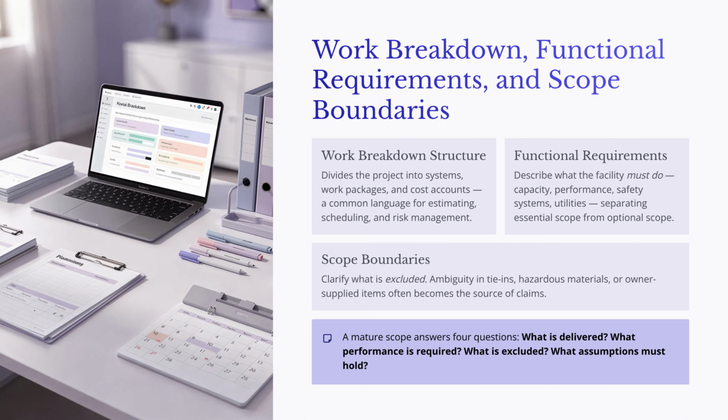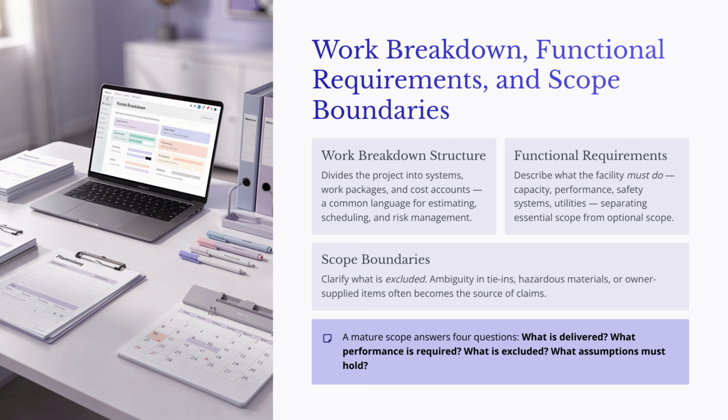Scope boundaries are equally important. A good scope statement should explain not only what is included, but also what is excluded. This is where many projects get into trouble. If utility tie-ins, hazardous material abatement, owner-supplied equipment, or temporary facilities are not clearly defined, those issues can become claims, change orders, or delays later.